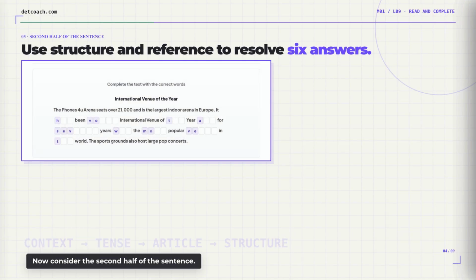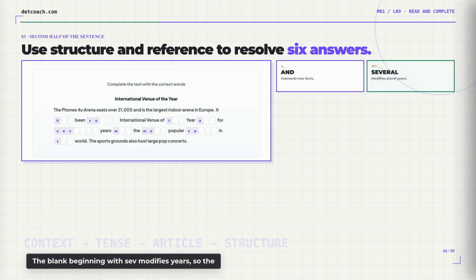Now consider the second half of the sentence. The blank beginning with a connects two facts, so the answer is and. The blank beginning with sev modifies years, so the answer is several. After years, the next blank begins with W.